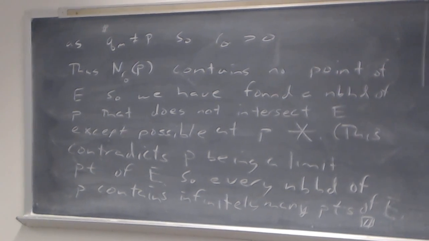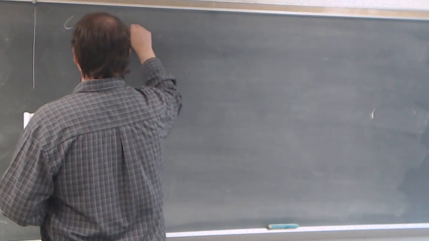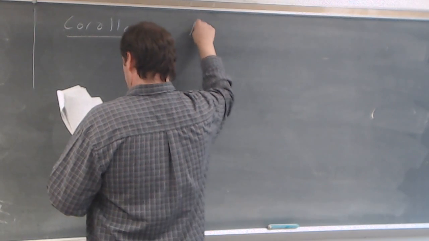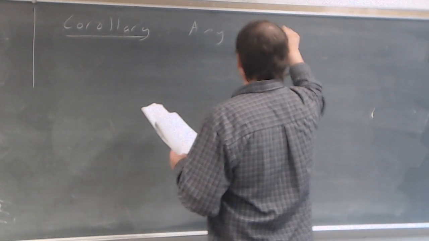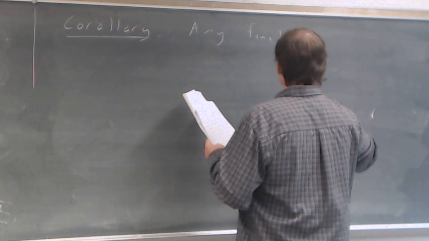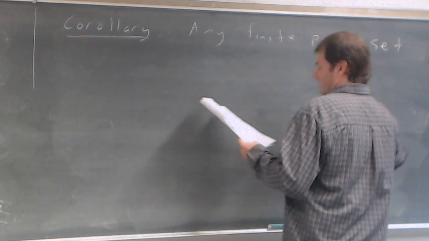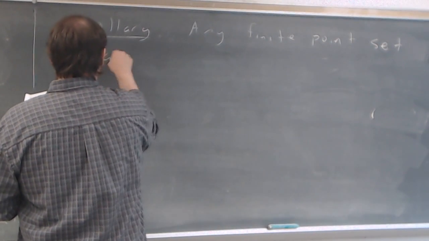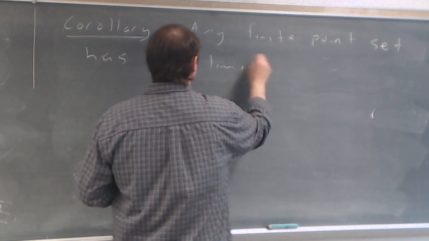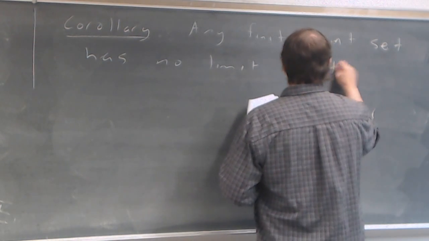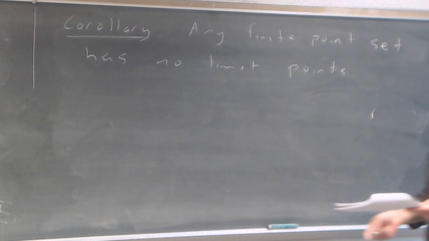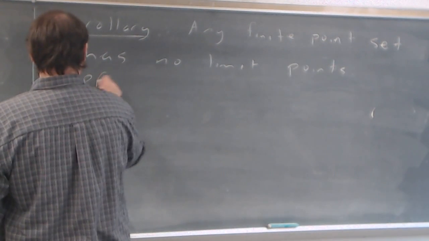Now we're going to look at a corollary of that, a fact that just results from that theorem immediately. It says that any finite point set, any finite set, has no limit points. And the proof is by contradiction.